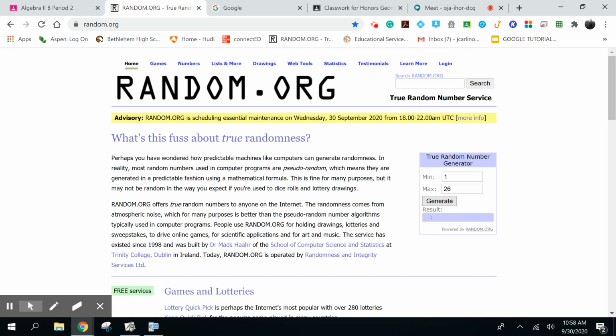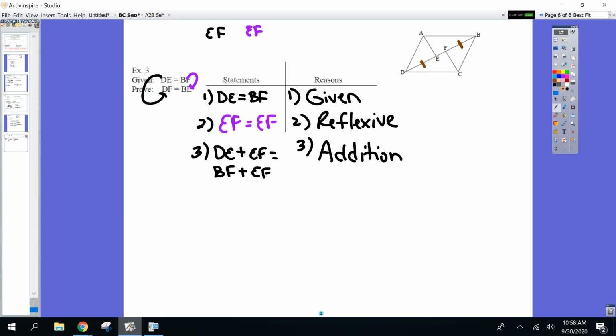Final step, because that's not my proof statement. Oh boy, here we go, Owen. Give me another name for DE plus EF. DF. And then BF plus EF, BE. And we use substitution.